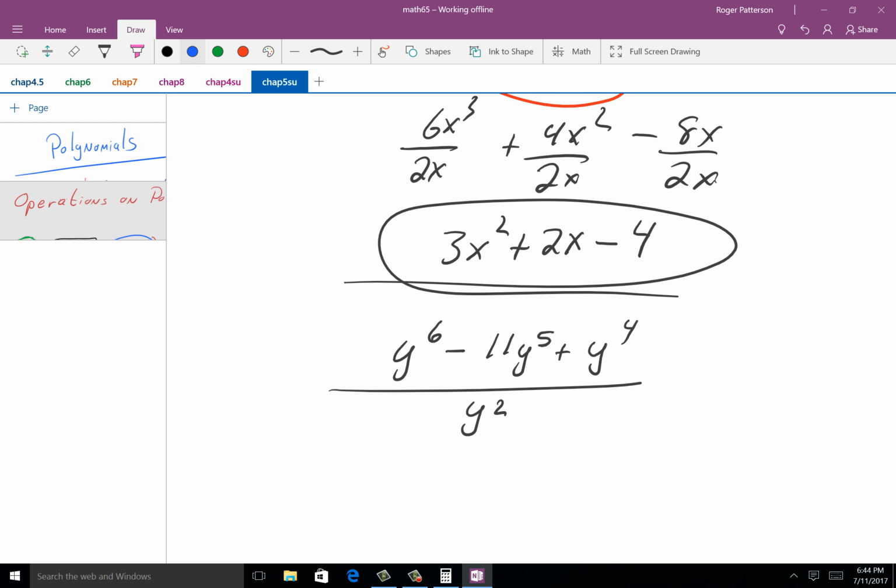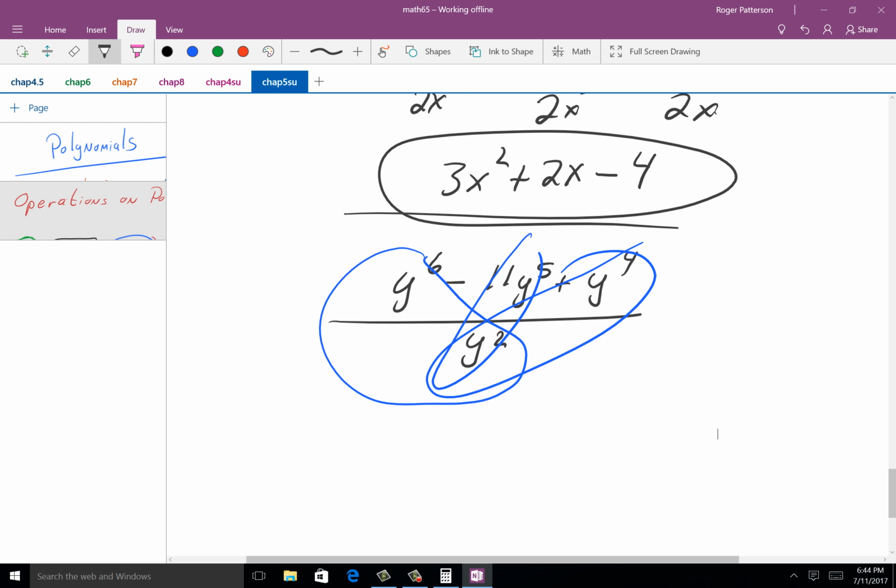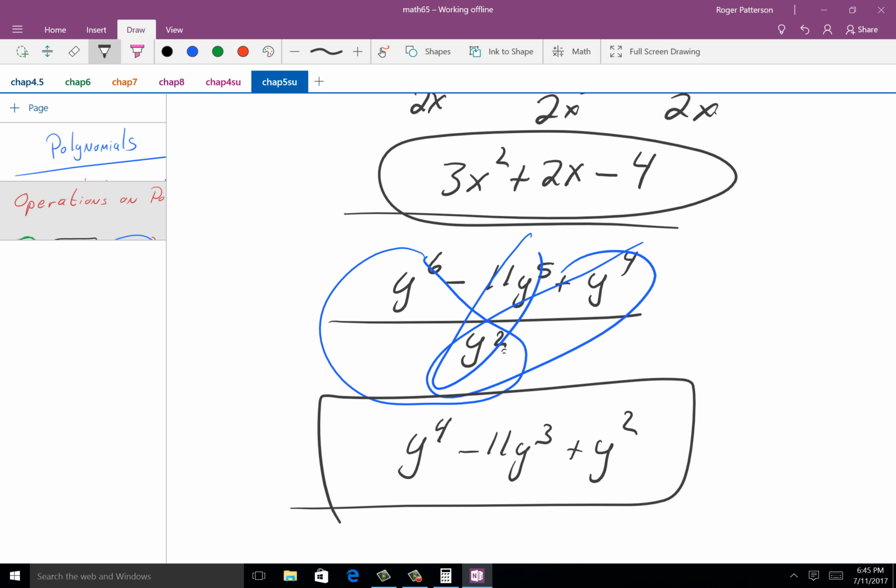Okay, same thing here, so we're just going to divide, divide, and divide. You have to make sure you do all three of them. We have y to the sixth and y to the second. We're going to divide those. That's going to give us y to the fourth, y to the fifth, y to the second. We're going to divide those. It's going to give us y to the third, y to the fourth, y to the second. We're just going to divide those or cancel. And that's what that looks like.